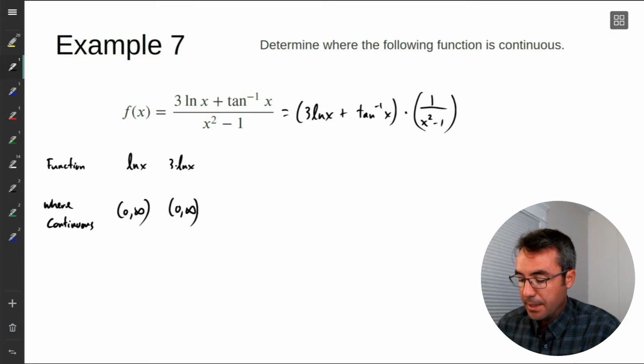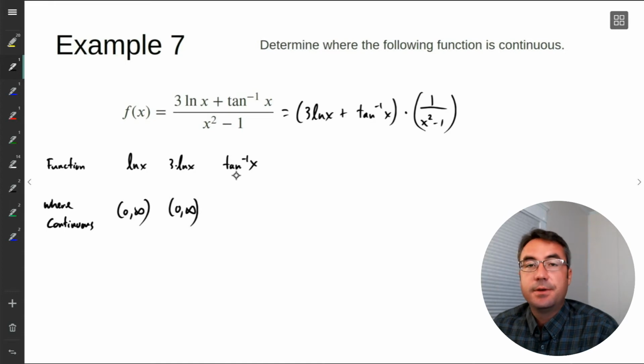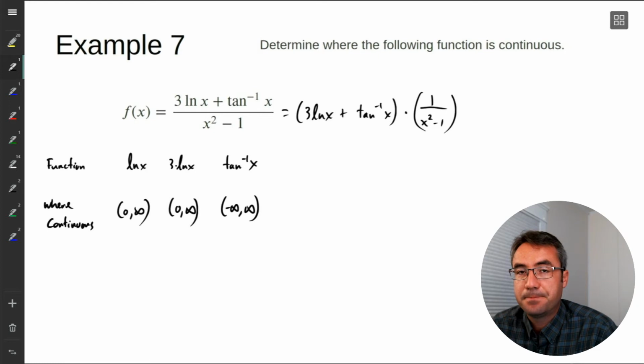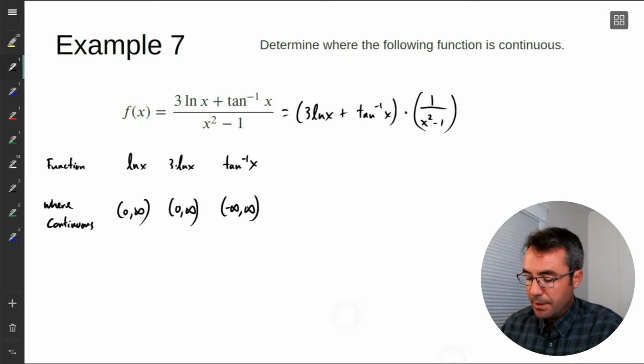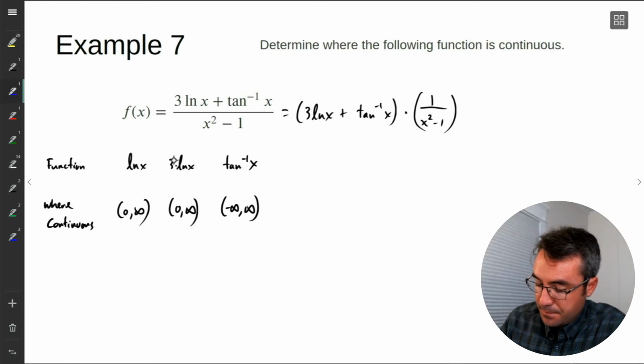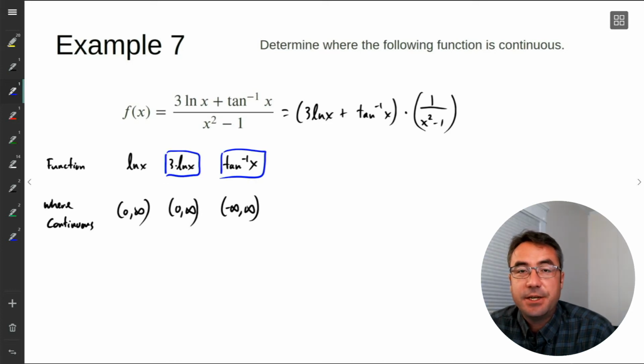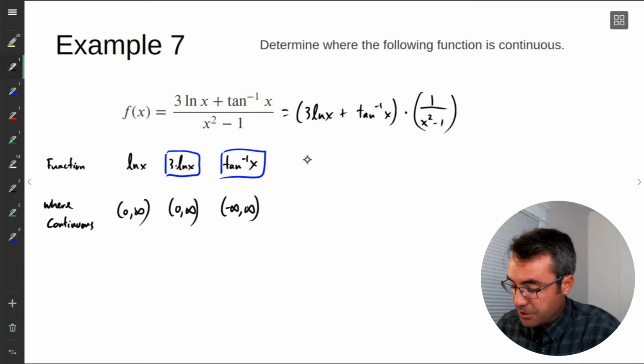Okay. What about inverse tangent? Where is inverse tangent continuous? Well, if we go to that elementary table, it's continuous for all real numbers, so on the interval from minus infinity to infinity. Okay. So now we have this piece here. We know where it's continuous. We know where inverse tan is continuous. And if we add these two together, we get a brand new function, 3 ln x plus inverse tangent x.